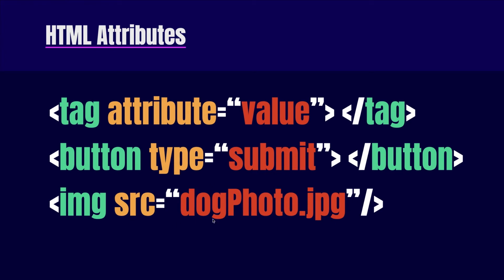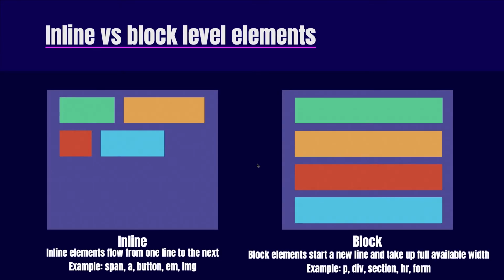So this is actually the file name that you're giving to the image tag, and you're telling it that this is what it should display. Another concept you need to be familiar with is inline versus block level elements. On the left-hand side, we have an inline example, and on the right is what block elements would do.